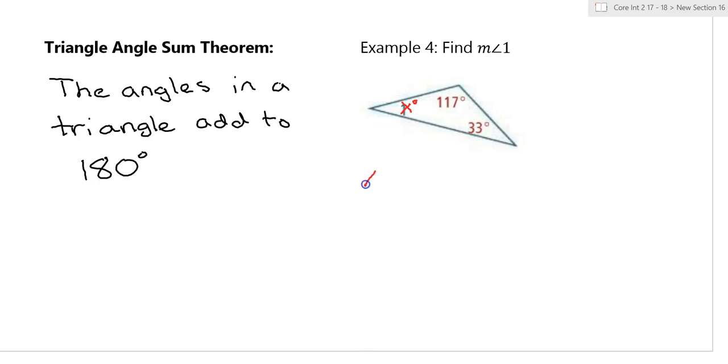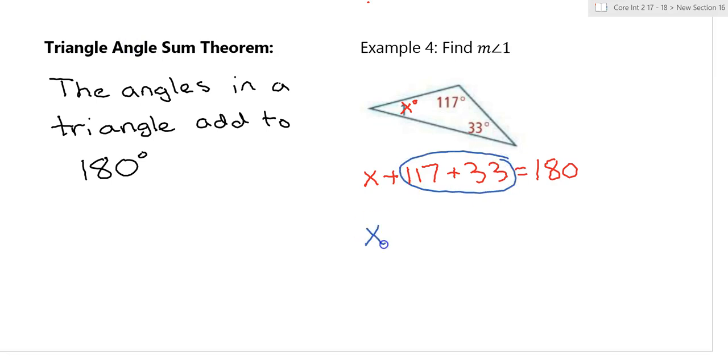So whatever that measure is, right, we've been using blanks a lot. We're actually going to start using variables. So our blank x plus 117 plus 33 has to equal 180. Okay, triangle will always add up to 180. The first thing I'm going to do, since these two numbers are on the same side of my equal sign, all I do is just add them together. That's x plus, so 117 plus 33 is 150.